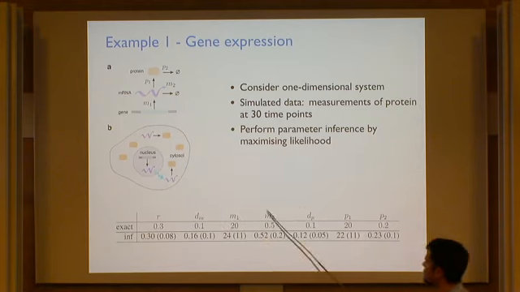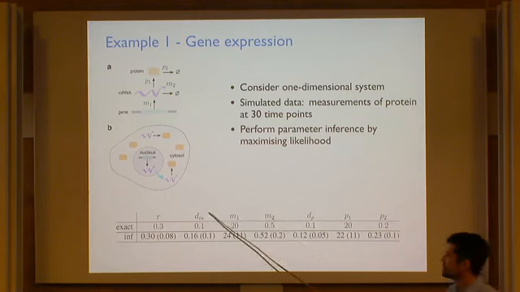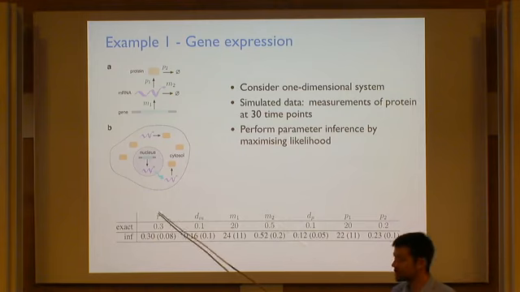So we have the reaction constants, dm and dp are the diffusion constants, and r is the size of the nucleus.